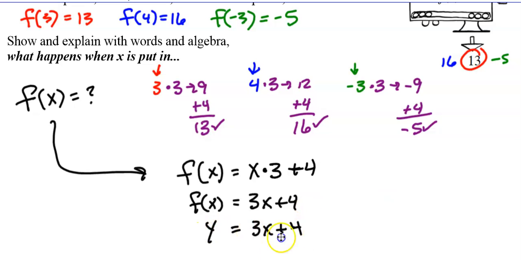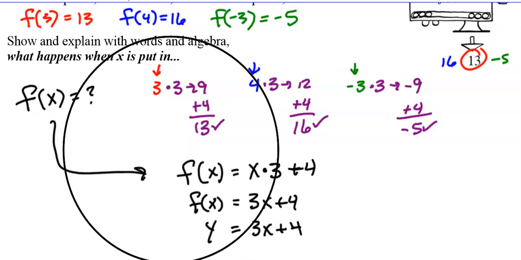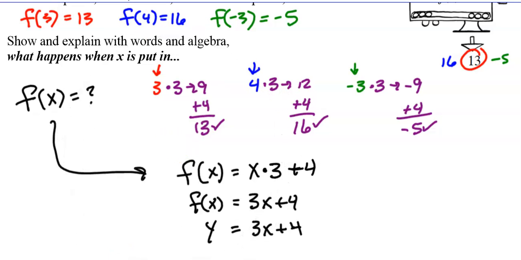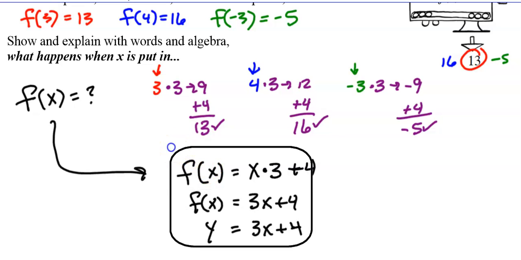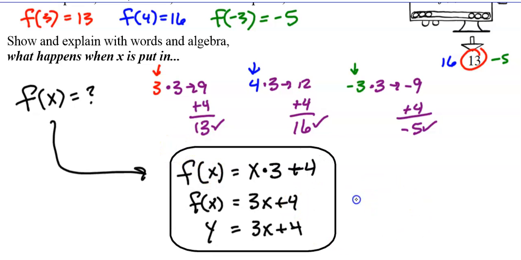So that's our function, and that's a circle. And this is what I wanted. So that's what f of x is. F of x is 3x plus 4.